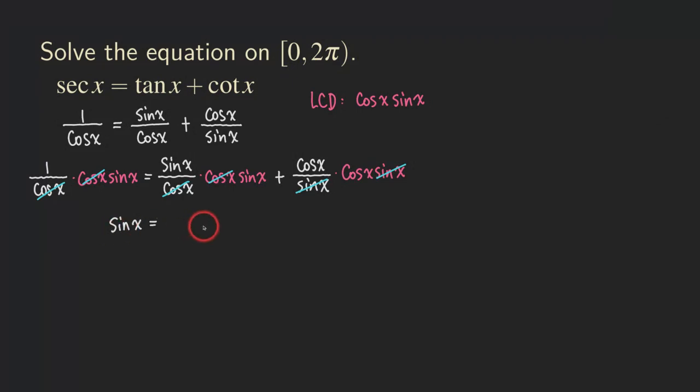How about the right-hand side? The right-hand side is sine x times sine x, which gives us sine squared x, plus cosine x times cosine x, which gives us cosine squared x. And it turns out there is an identity that lets you rewrite this as something even simpler: sine squared x plus cosine squared x is just 1. So we get sine x is equal to 1.